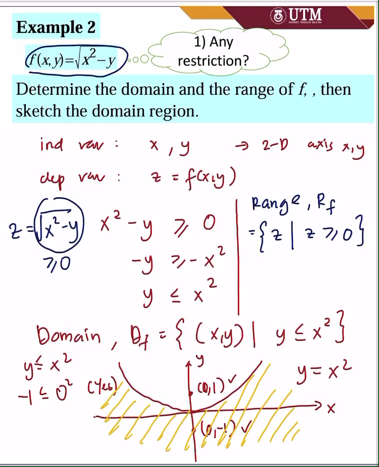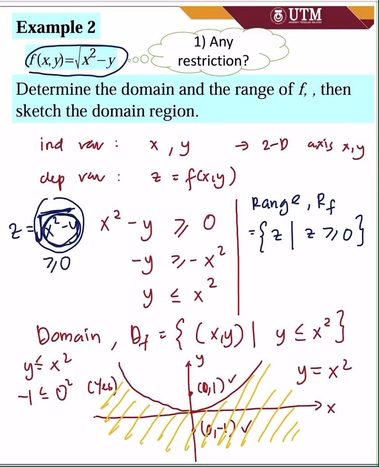It fulfills this. Since there is a square root here, the number inside must be greater than or equal to 0, because x squared minus y inside here is always greater than or equal to 0. Therefore, the square root of that is also greater than or equal to 0. That is the range. Got it?